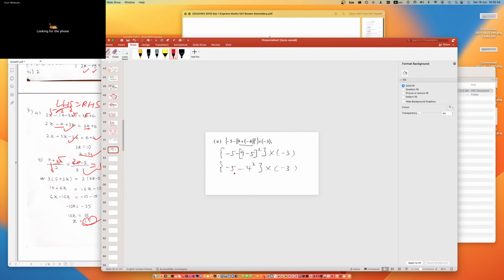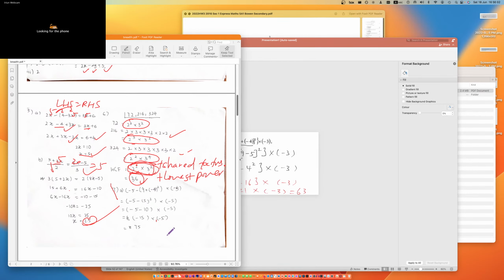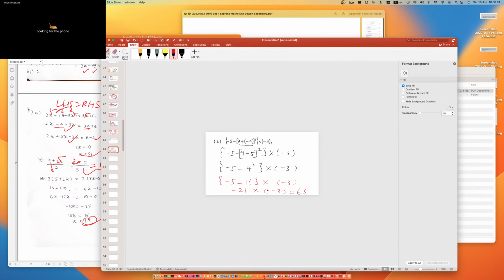Okay, so continue. Minus negative 16. 5 minus 16. So minus 21, right? Negative times negative, then it is 63. Did you get 63? No. Okay, good. So in a way, you have to really do this carefully. This question is like peeling back the layers of an onion. Which one do you peel first? Okay? So next.